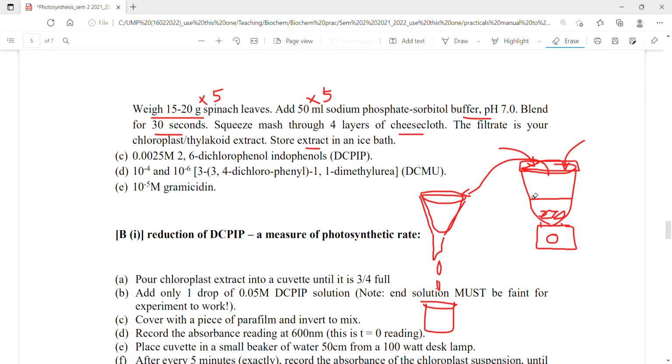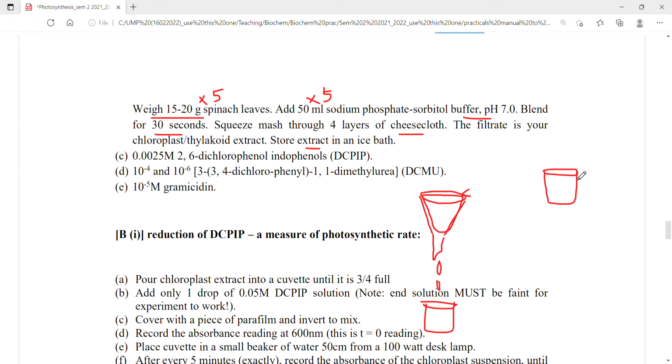But we need to store the extract from then onwards, so let me clear some of the space here to redraw. We have to keep it in ice. This is what they call the filtrate. We put a bucket here, with lots of ice cubes or mashed ice. In the lab there is an ice maker, so we just put crushed ice there. So this is the filtrate and it has the chloroplast extract.